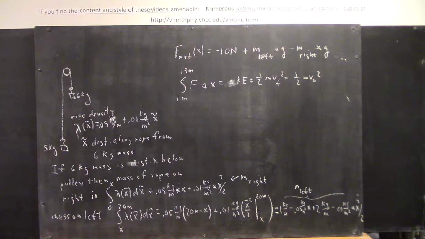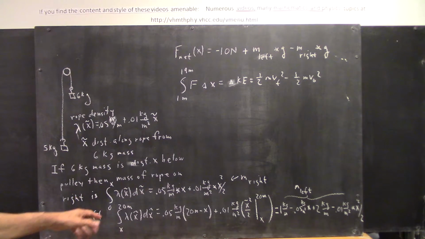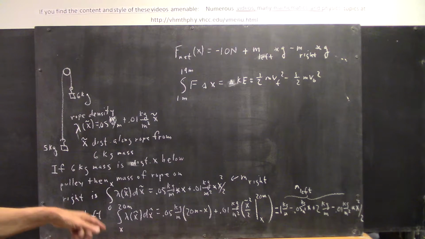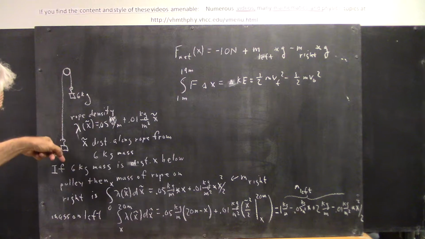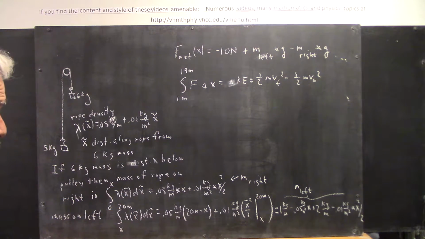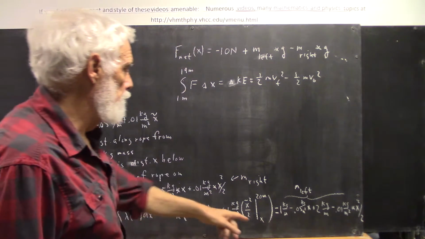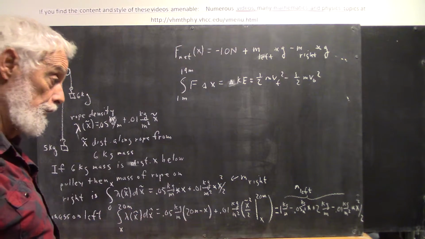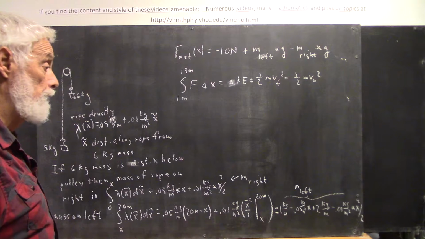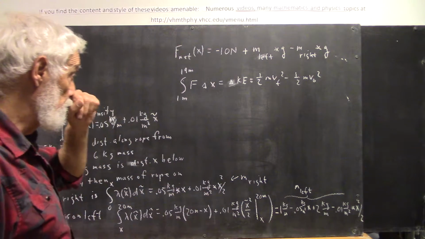Okay, the mass on the left, well, you integrate for the rest of the rope. You integrate from position x, which will be here, to position 20 meters. Same thing. And if you do the integration, I believe this is what you get, and here's your final result. And it's a straightforward integration, so do it yourself and verify whether I've done this correctly or not.